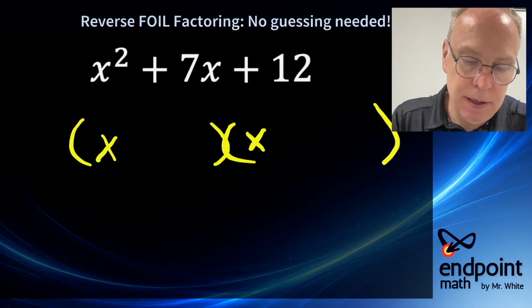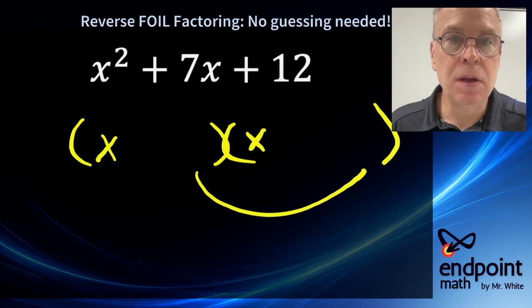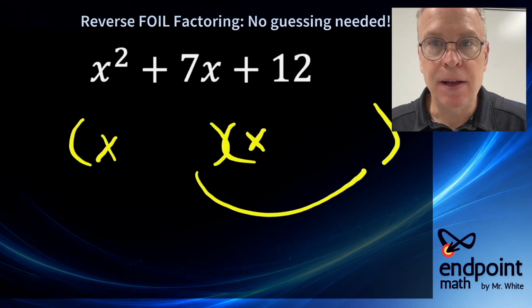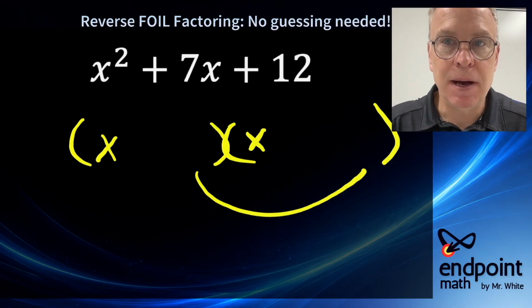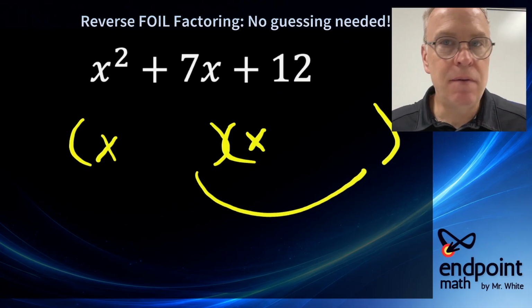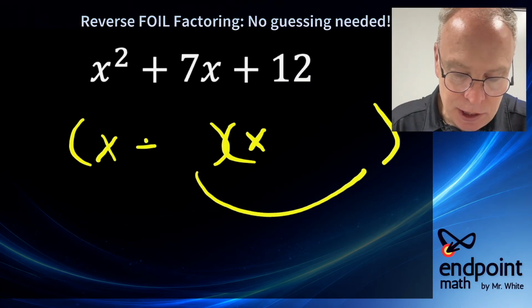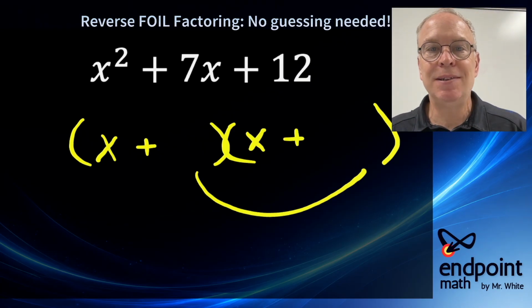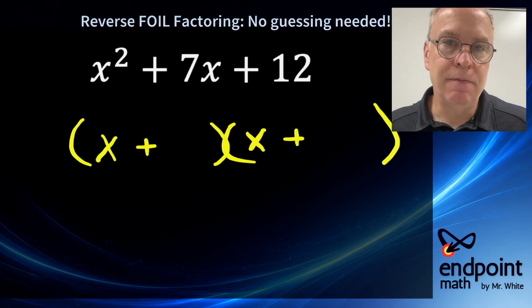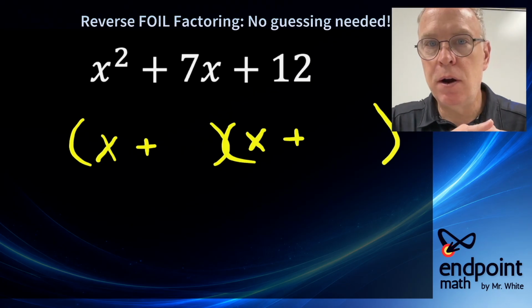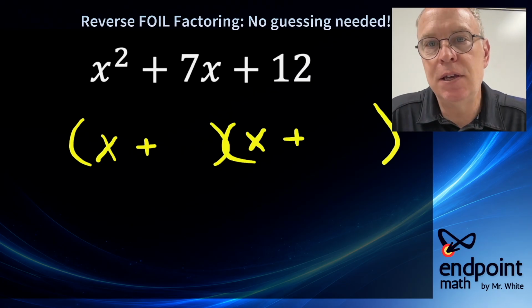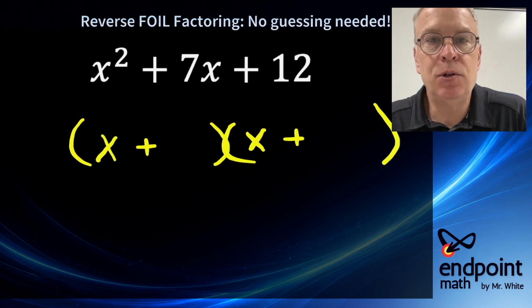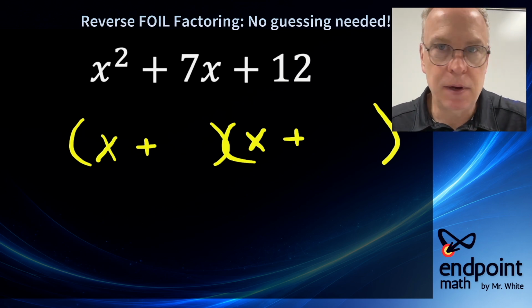Whatever I put at the end here is going to have to multiply to be a positive and add to be positive 7. So everything in this problem is positive, so let's fill in what we know has to be true because it's going to help us out when we try to get the final answer here. Now, where does the guessing come in? The guessing is where your teacher says, well, they have to multiply to be 12 and add to be 7, so come up with it.